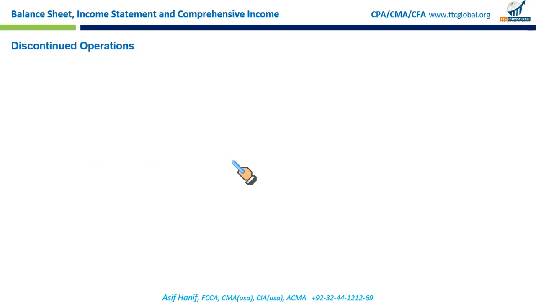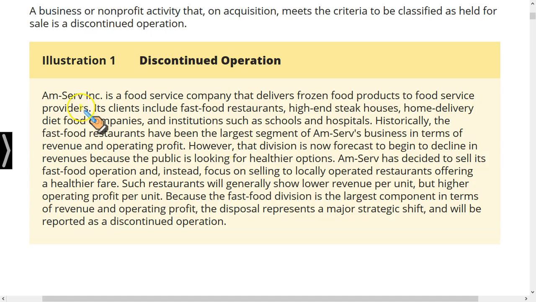Then we have a very important topic for discussion: discontinued operations. MServ Incorporated is a food service company that delivers frozen food products to food service providers. Its clients include fast food restaurants, high-end steak houses, home delivery diet food companies, and institutions such as schools and hospitals. Historically, the fast food restaurants have been the largest segment of MServ's business in terms of revenues and operating profit. However, that division is now forecast to begin to decline in revenues because the public is looking for healthier options.